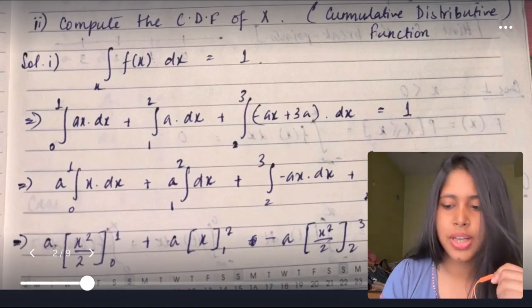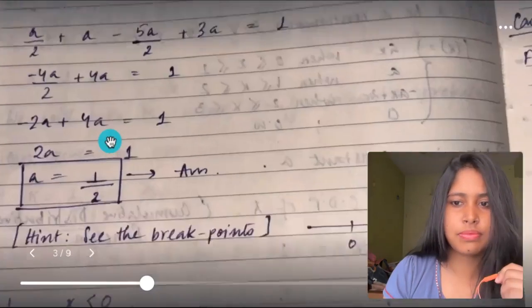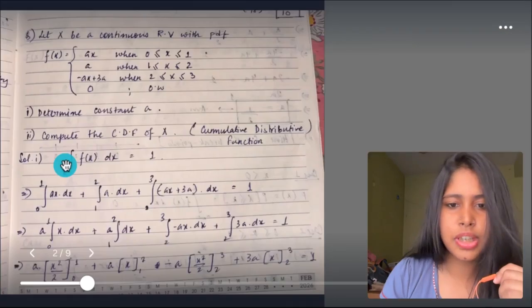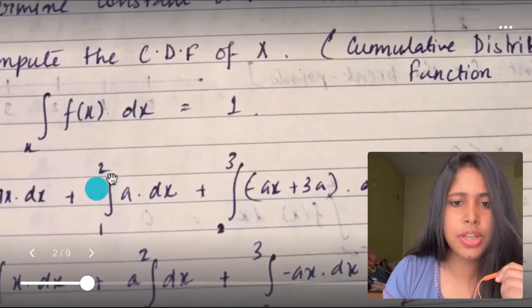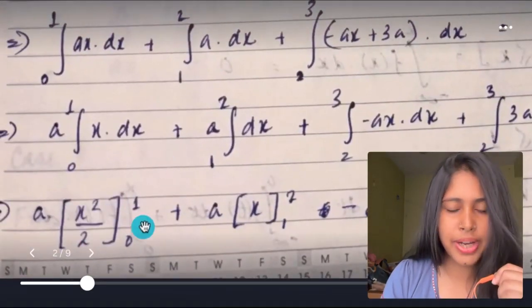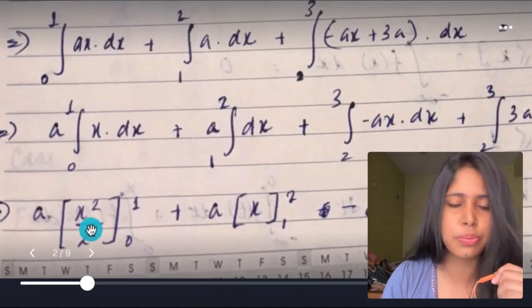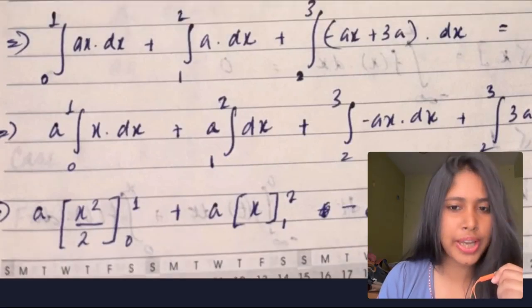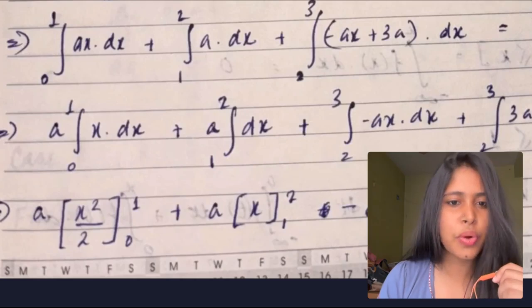Everything equals 1. Now see the next slide. Let me zoom in. See here, what was here previously x squared by 2. What do you need to do here? You need to put the value of the upper limit in place of x. So 1 square by 2 minus the lower limit's value in the place of x, so it will be 0 square by 2. So what will be the final value of it? a in brackets, 1 square by 2 minus 0 square by 2, which is 1 by 2 minus 0. So what will be the value?